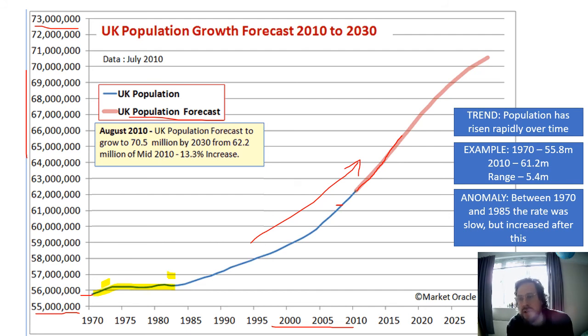So I've just given a really good description, well I think so anyway, of this graph talking about the trend, the example, and the anomaly. So you'd have to have a go yourself. You can always mention different trends, different anomalies, but make sure you're giving examples.